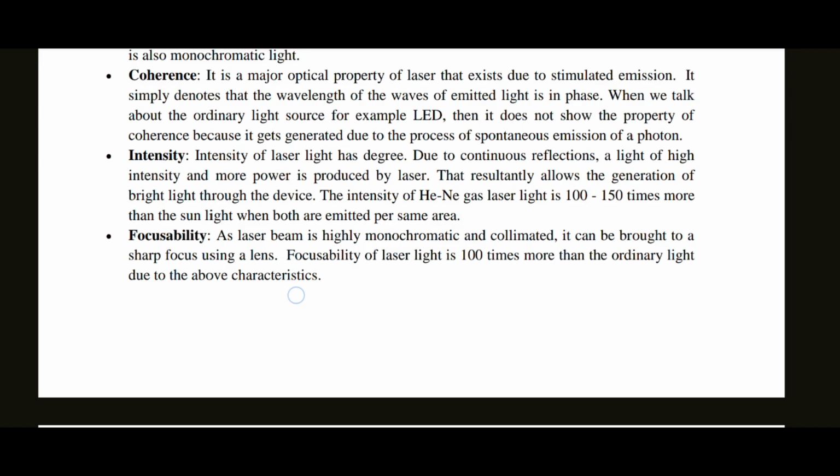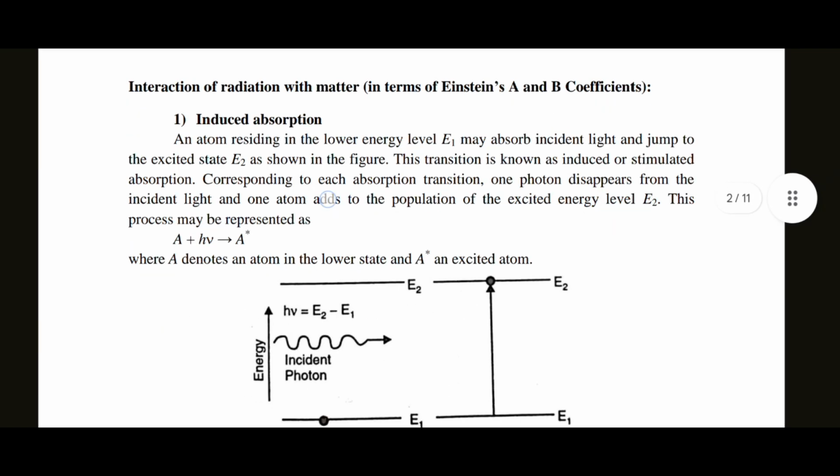Interaction of radiation with matter in terms of Einstein A and B coefficients. As you can see in the figure, the first one is induced absorption. An atom residing in the lower energy level, E1, may absorb incident light and jump to the excited state, E2, as shown in the figure. This transition is known as induced or stimulated absorption. Corresponding to each absorption transition, one photon disappears from the incident light and one atom adds to the population of the excited energy level.